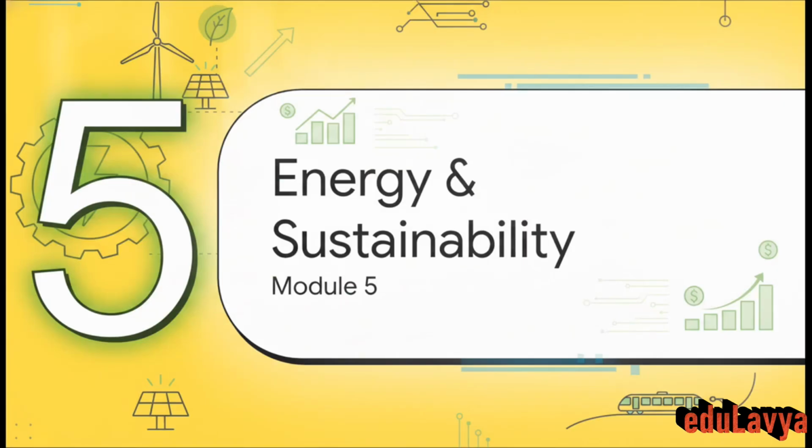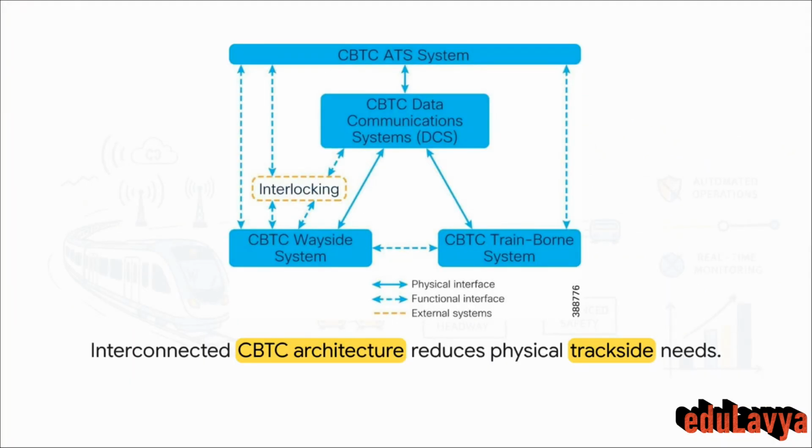Module 5. Energy Efficiency and Sustainability. Let's take a look at the often hidden financial and environmental advantages of upgrading to this digital rail infrastructure. And this brilliantly illustrates the interconnected architecture at play here. You've got the automatic train supervision, the data communication systems, the wayside, and the train-borne systems all working together in perfect unison. Because this whole architecture relies on streamlined digital communication, it drastically reduces the need for clunky, heavy physical trackside equipment. And less equipment? Well, that means it's much easier to implement, it significantly lowers maintenance needs, and it vastly reduces both capital and operational expenditures for the entire rail network.